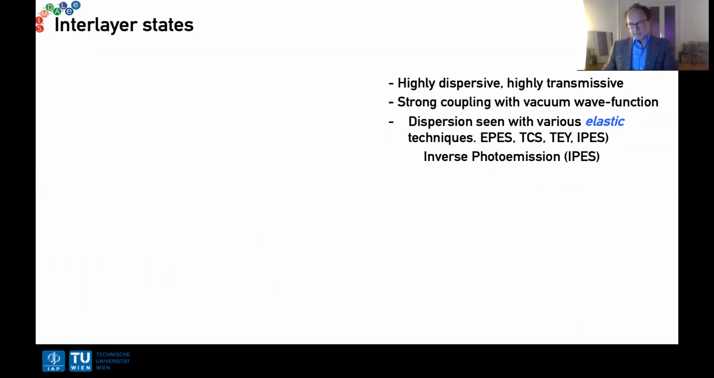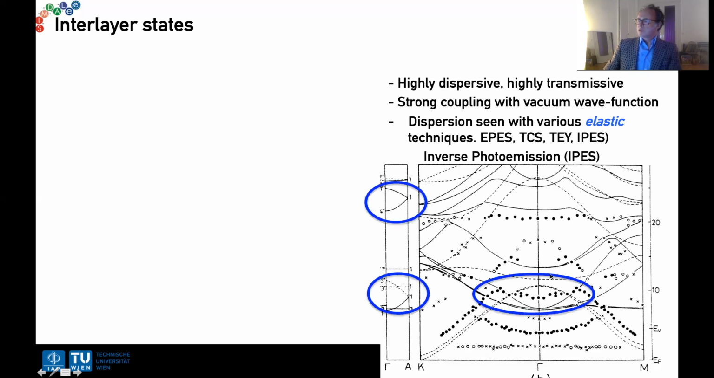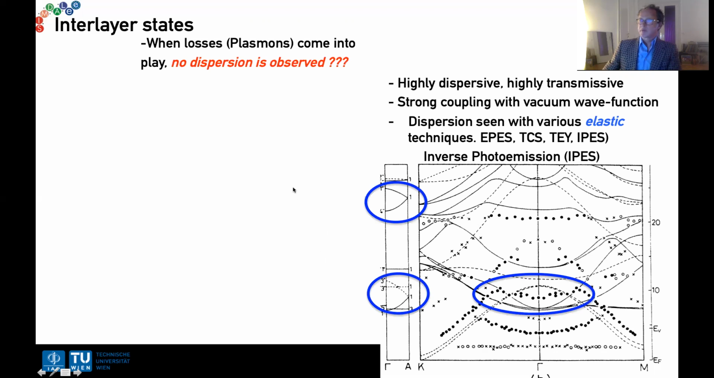Okay, so these interlayer states are highly dispersive, highly transmissive, and they couple very strongly with the vacuum wave function. And whenever you use an elastic technique to see these interlayer states, for example, elastic peak electron spectroscopy, total current electron spectroscopy, or inverse photon emission, you see a clear dispersion of these interlayer states, right? So these are the interlayer states along the gamma A direction, and you see the dispersion here.